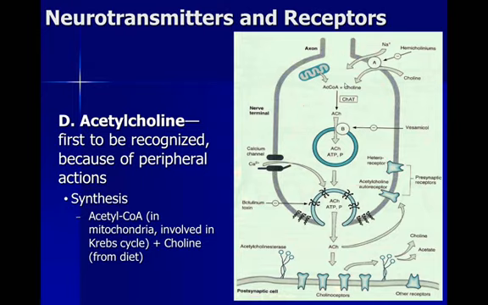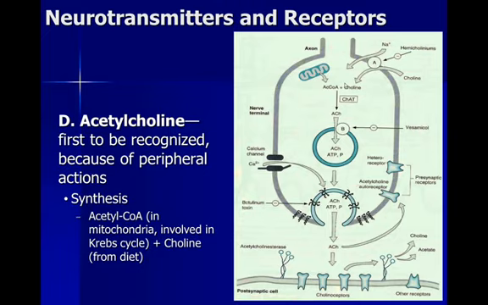Acetylcholine is actually the first neurotransmitter to be recognized because of its peripheral actions. It's involved in the peripheral nervous system, and in fact, it's also involved in motor activity, particularly in regulating sensory motor coordination and in getting muscles to fire.